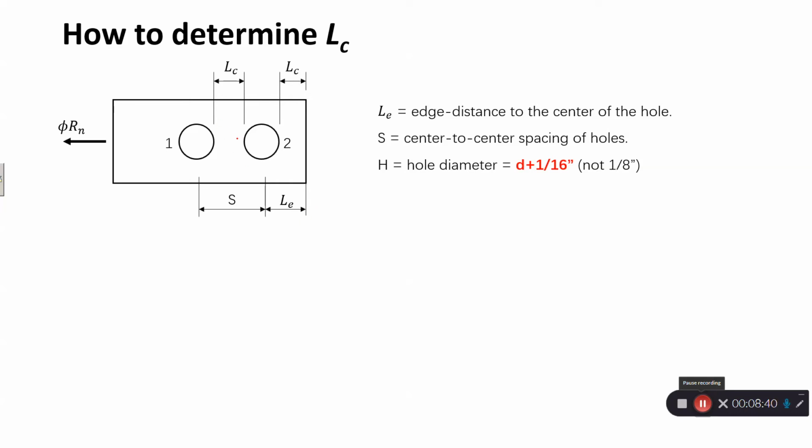Then how do we determine Lc, the edge-to-edge distance? First of all, for the holes, for example, number 2 is the edge hole, which we also call the exterior hole. And number 1, the one closer to the load, we call the interior hole.